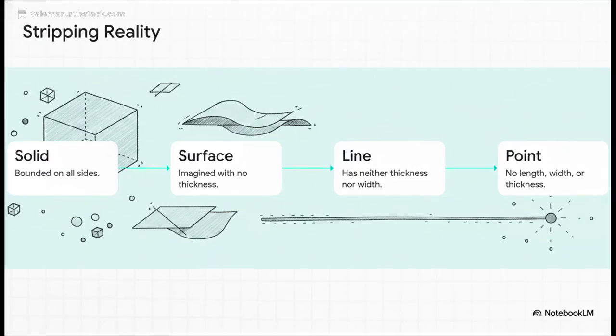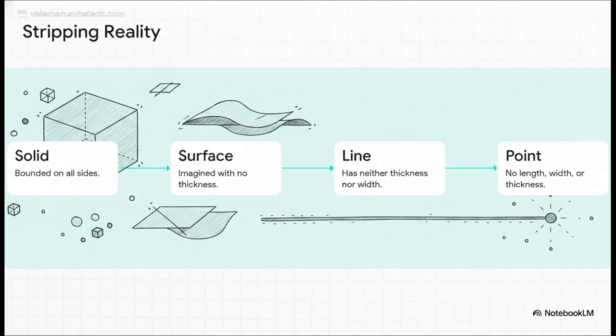Okay, so here's where it gets really interesting. We're going to strip reality down to its absolute bare minimum. Imagine taking a physical, 3D object and just peeling away its dimensions one by one. Kiselev starts us with a geometric solid, bounded on all sides by a surface. But through the magic of abstraction, we separate that surface and imagine it has absolutely no thickness.